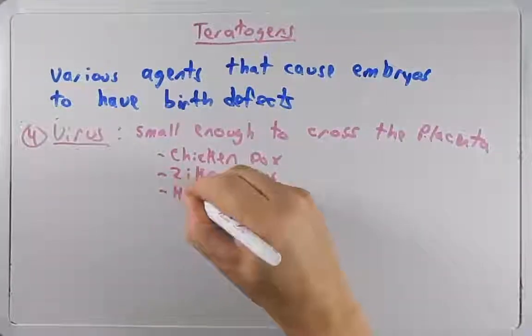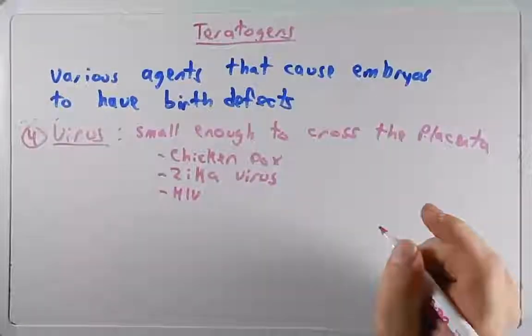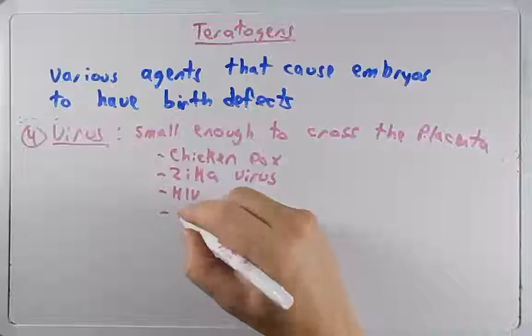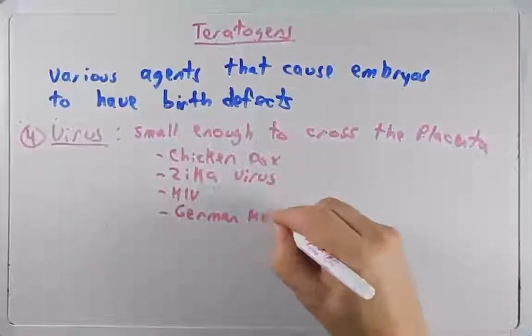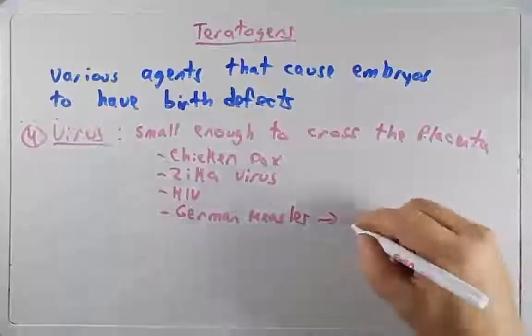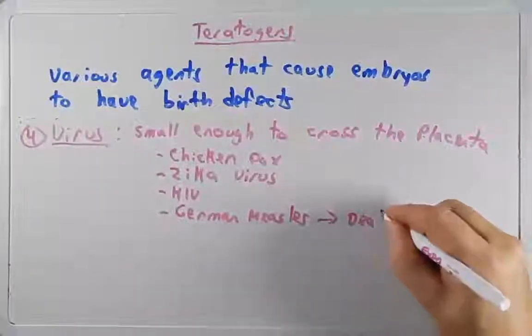HIV can be passed on to the developing embryo or fetus. And the last one I want to talk about is the German measles virus, also known as rubella. And this is one that can lead to deafness.